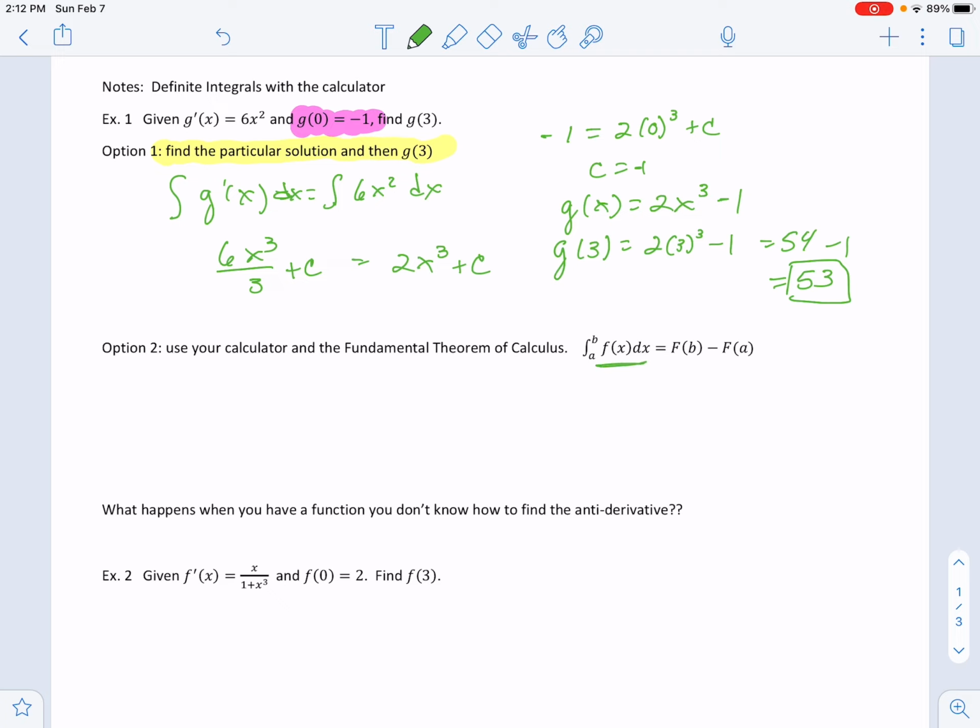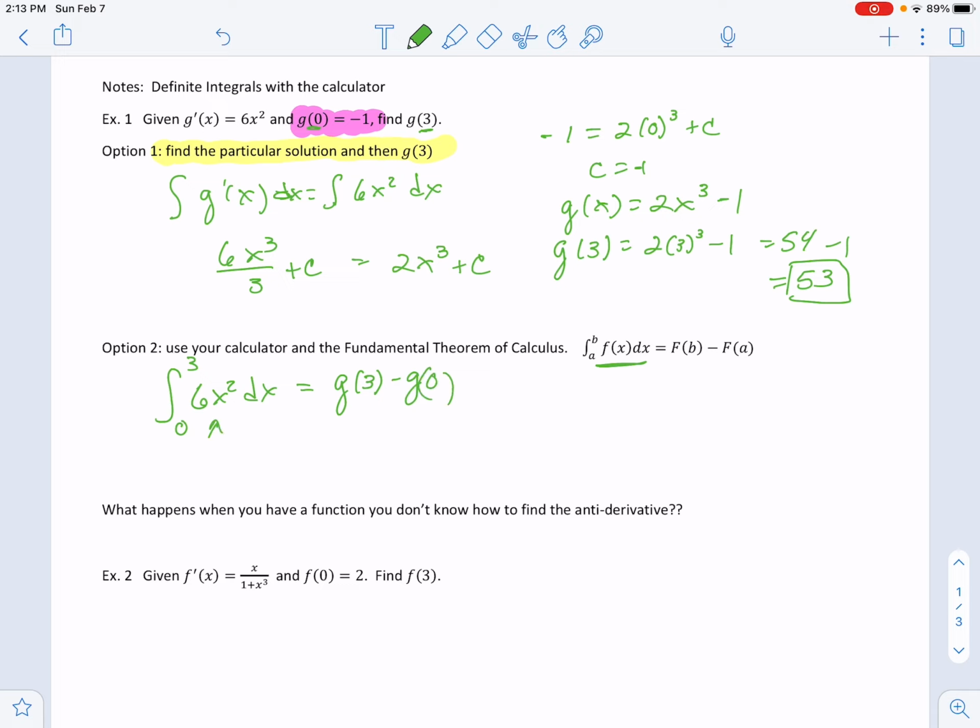And if I integrate f of x from a to b, it's the same as f of b minus f of a. So the problem they gave me, I'm going to integrate 6x squared from 0 to 3, because that's the interval I care about. I know when I get done, that's going to equal g of 3 minus g of 0.